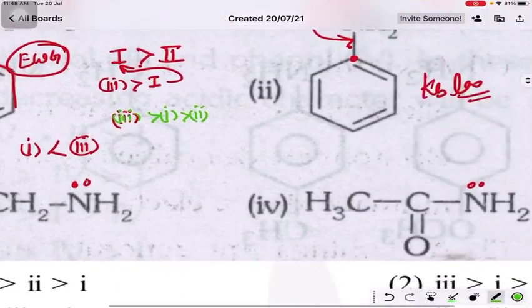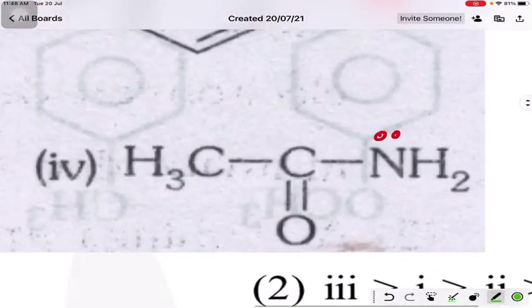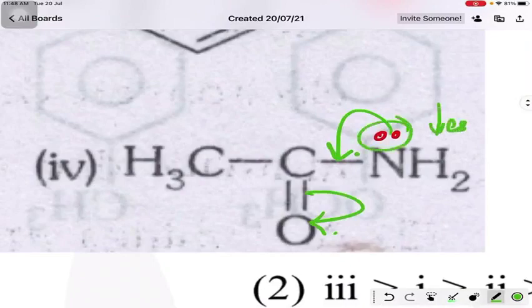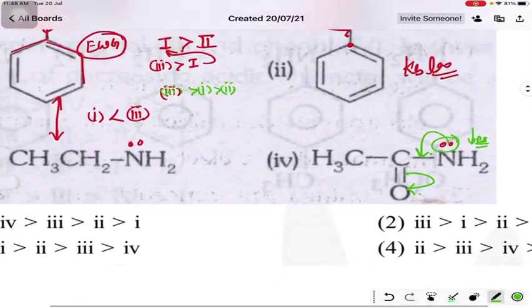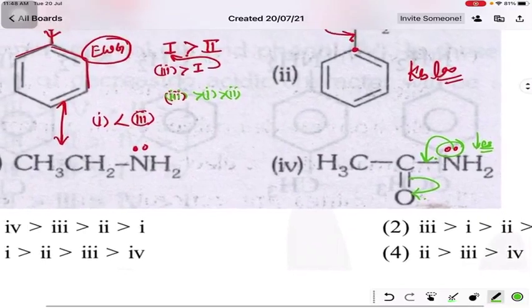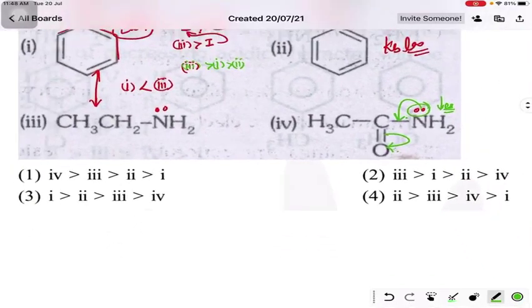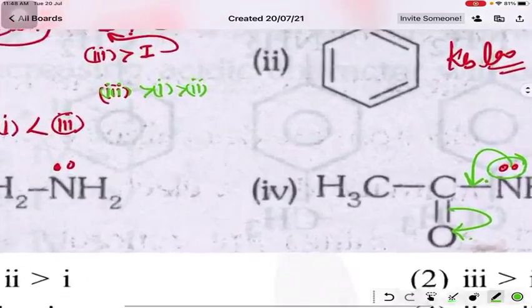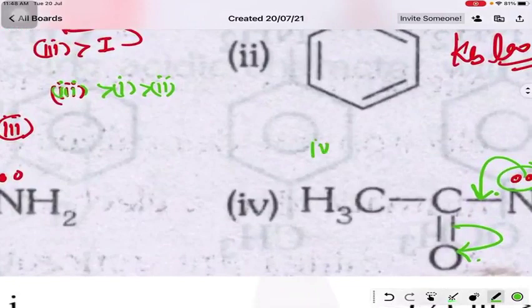Then the last, fourth compound, is again very weak because its lone pair is in conjugation with the carbonyl group. They are not available; there is a decrease in electron density. So it will be the weakest base. This compound number 4 will be even weaker than compound number 2.